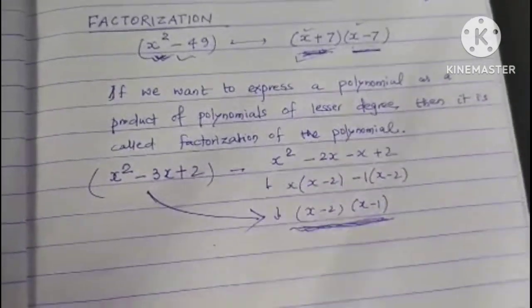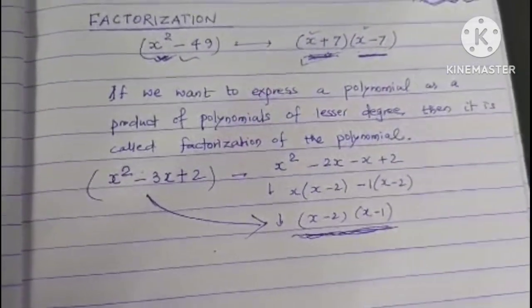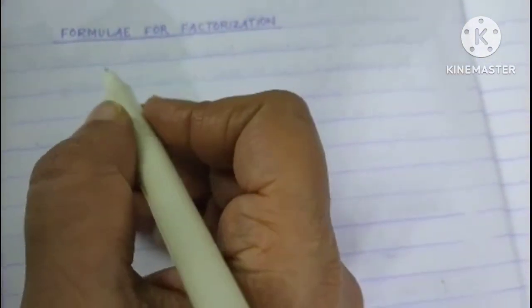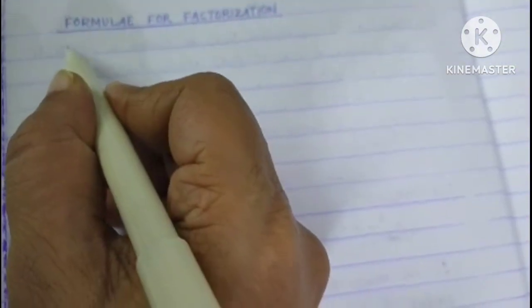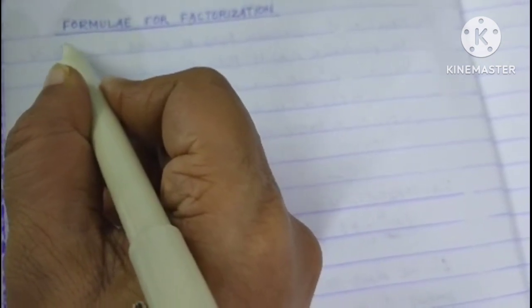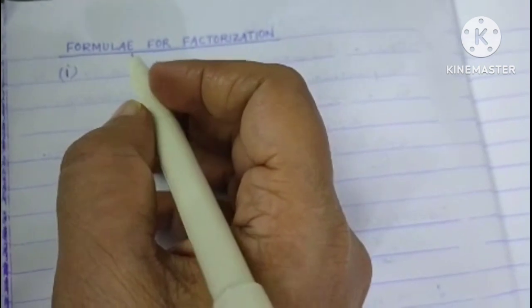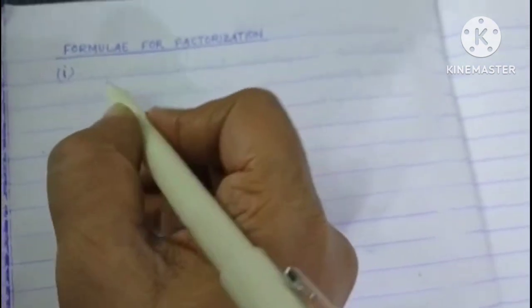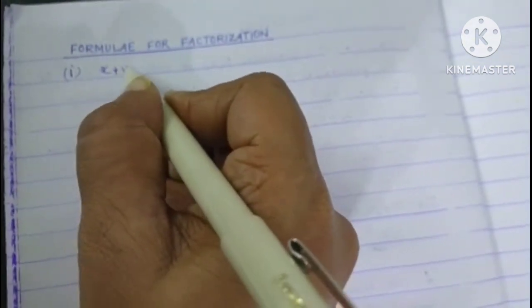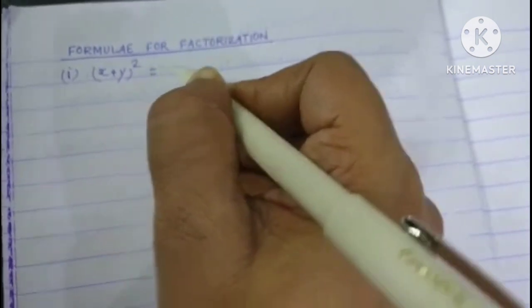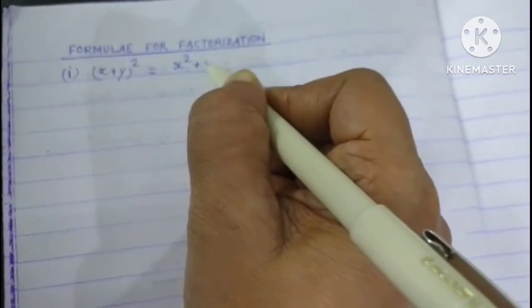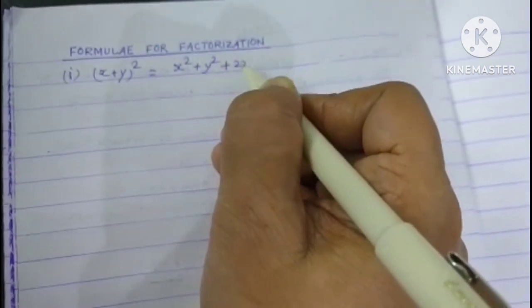So now let's move on to another topic. Now let us discuss some formulae for factorization. The first one, which you all are aware of, is (x plus y) whole square is equal to x square plus y square plus 2xy.